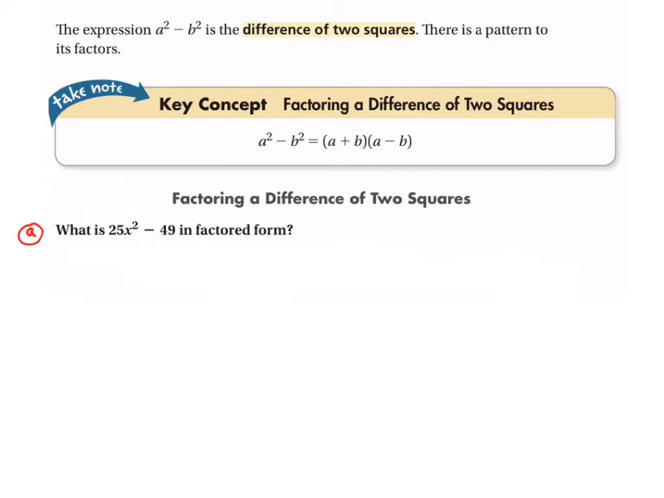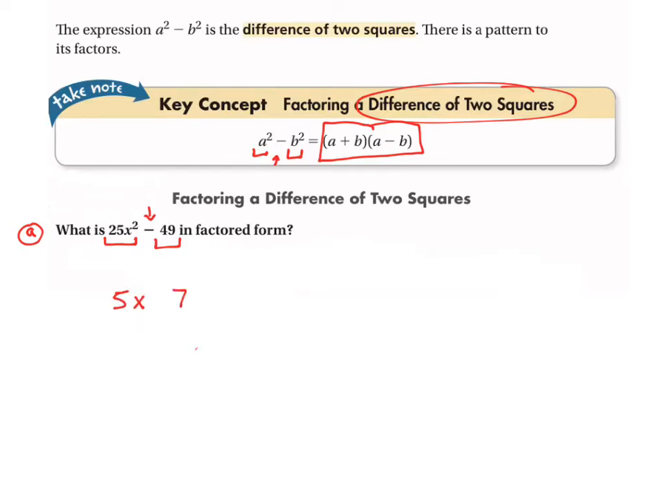If we know that we have a perfect square here and a perfect square here separated by subtraction, then to factor this, we're just taking the square root of a and b and creating one quantity with addition and one with subtraction. As we look here, 25x squared is a perfect square, 49 is a perfect square. They have the subtraction sign, so we know we're dealing with the difference of two squares. The square root of 25 is 5, square root of x squared is x, square root of 49 is 7, and so we're going to have one with subtraction, and then the other with addition. And there's our factored form.